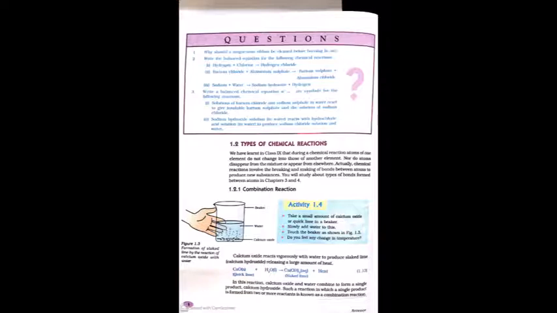In this reaction, calcium oxide and water combine to form a single product, calcium hydroxide. Such a reaction in which a single product is formed from two or more reactants is known as combination reaction.